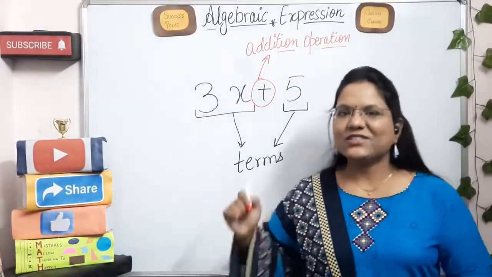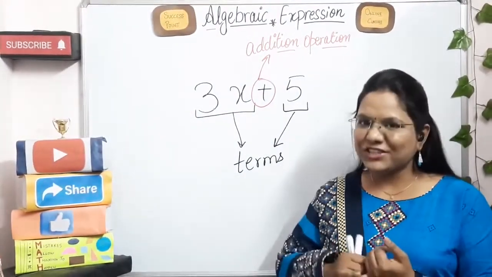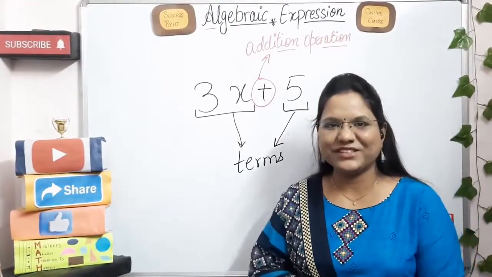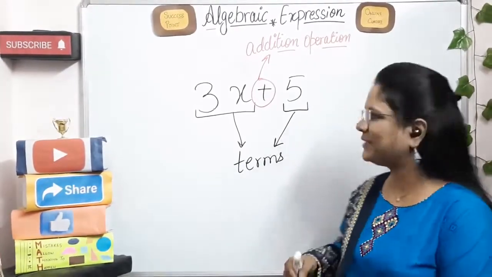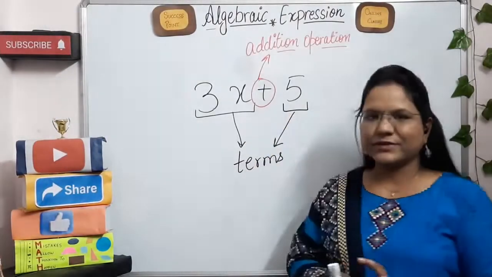Okay guys, yeah, it's very interesting. We are not doctors, but we are using operations here: addition operation, subtraction operation, multiplication operation and division operations. Yes, now guys, we have these operations. So 3x is a separate term and 5 is a separate term.